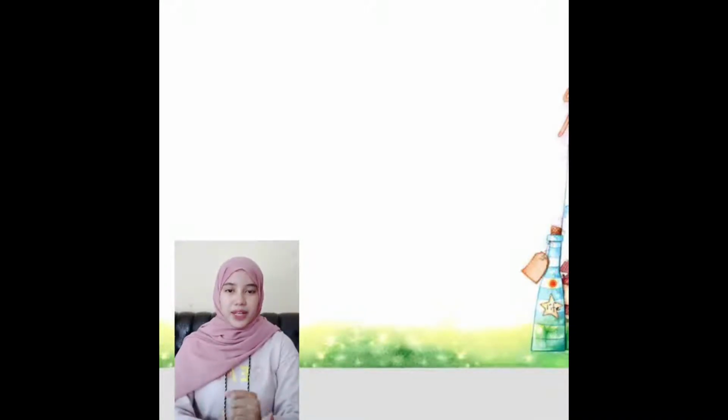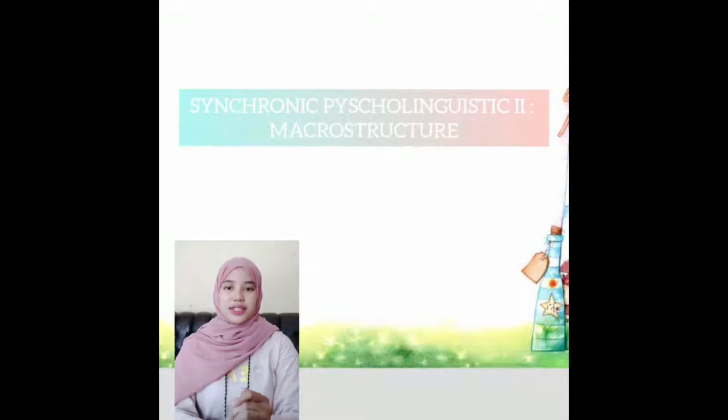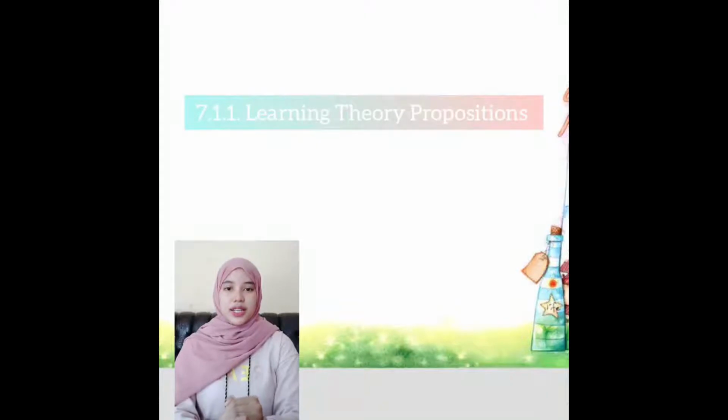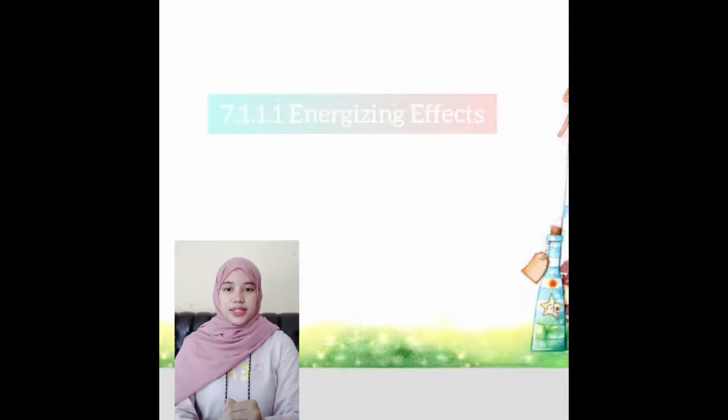A1M2 19094. Now I will explain the title, Synchronic Psycholinguistics II: Macrostructure. 7.1 is Effect of Motivational States upon Decoding. 7.1.1 is Learning Theories Propositions. 7.1.1.1 is Energizing Effect.